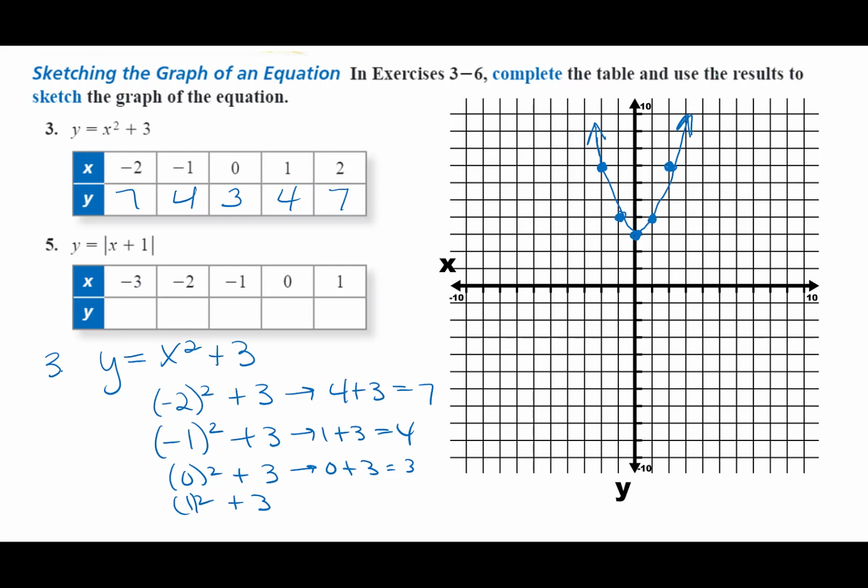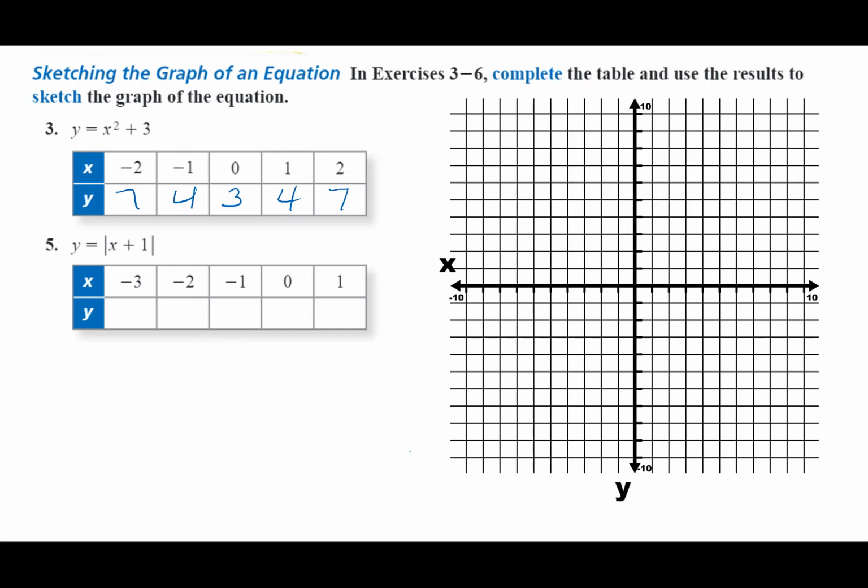This is a parabola. It's U-shaped, and that's what happens anytime your x value is being squared. Okay, let's take a look at number 5. The equation is y equals the absolute value of x plus 1, and we have the values -3, -2, -1, 0, and 1. So let's work through a few of these.